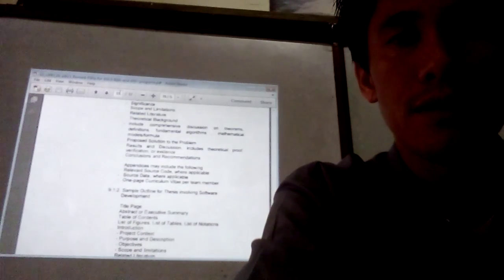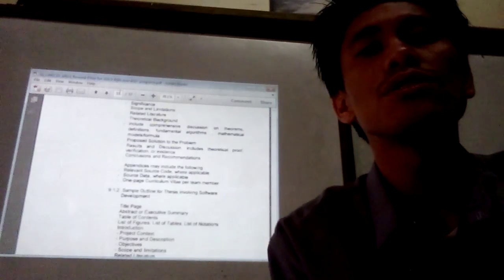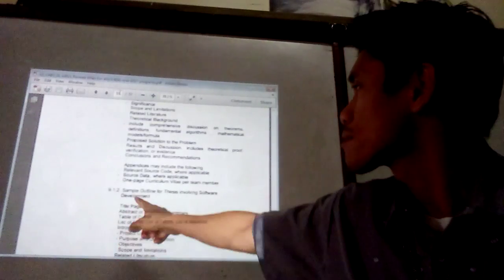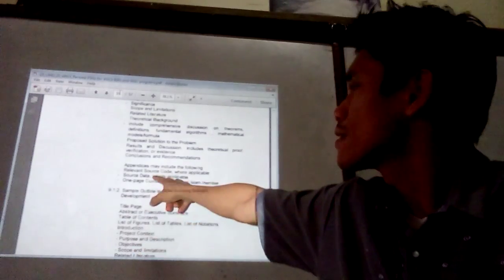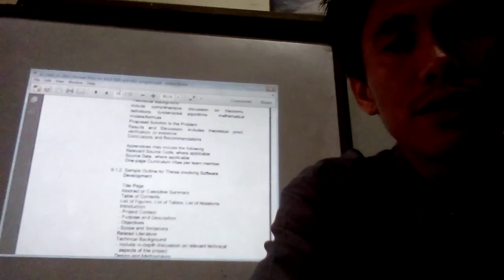Appendices may include the following: relevant source code. So you don't really need to include all the code, because it says here relevant source code. One page curriculum vitae.